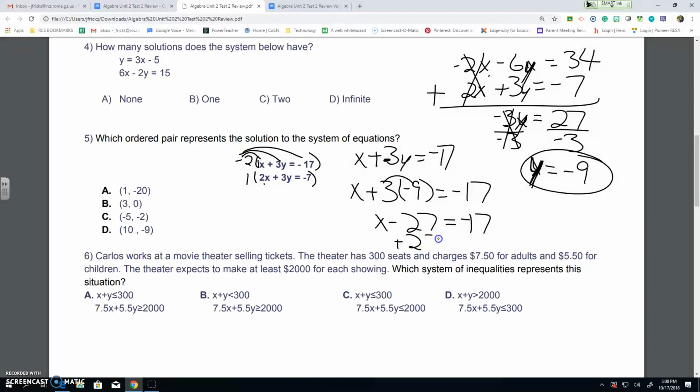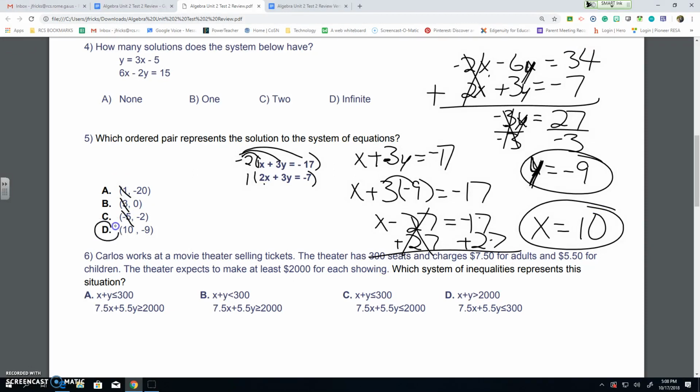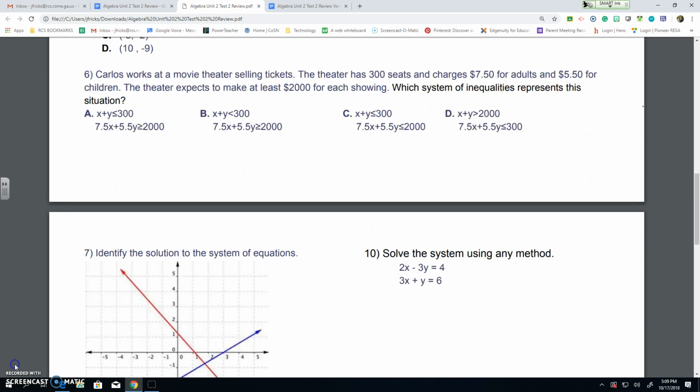From here I add 27 to both sides. 27's cancel out. That's going to give me x equals negative 17 plus 27. It's going to give me a positive 10. So x is equal to 10. So that's not a solution. That's not a solution. That's not a solution. So D is my solution because x is 10 and y is negative 9.